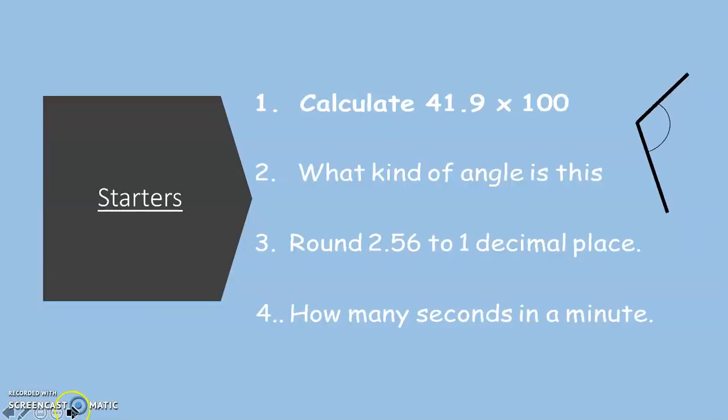So as always, in your previous lessons, I'd like to pause the video and answer these 4 questions. You shouldn't be using a calculator for anything. For question number 1, you have to calculate what is 41.9 multiplied by 100. For question 2, you have to state what type of angle this is here. For number 3, you have to round 2.56 to 1 decimal place. And then for question number 4, you have to tell me how many seconds are in a minute. Okay, so pause the video, answer these questions, and come back and I'll go over them with you.